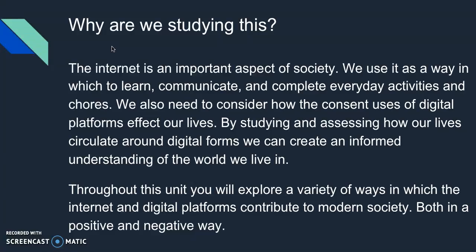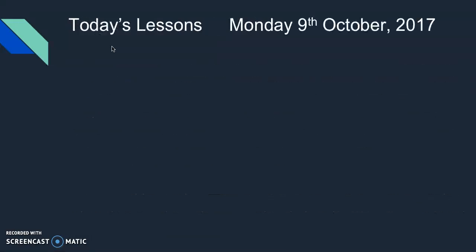And by digital platforms, we mean social media apps. By studying and assessing how our lives circulate, so that means revolves around digital forms, how it revolves around social media apps and other technology, we can create an informed understanding of the world we live in. Throughout this unit, you will explore a variety of ways in which the internet and digital platforms contribute to our society right now, both in a positive and negative way.